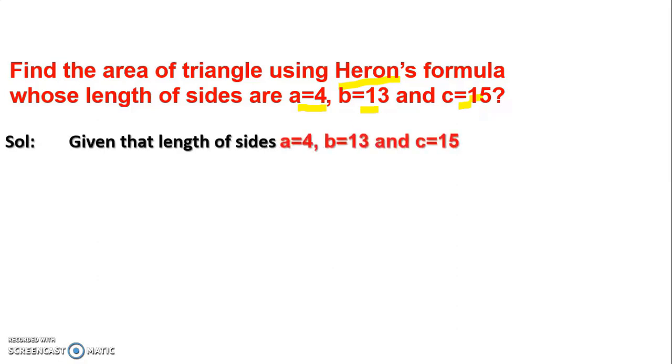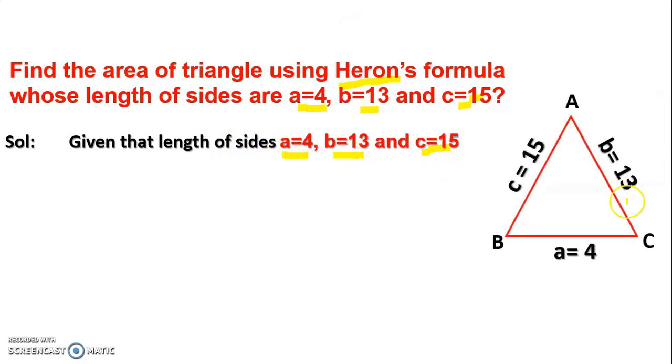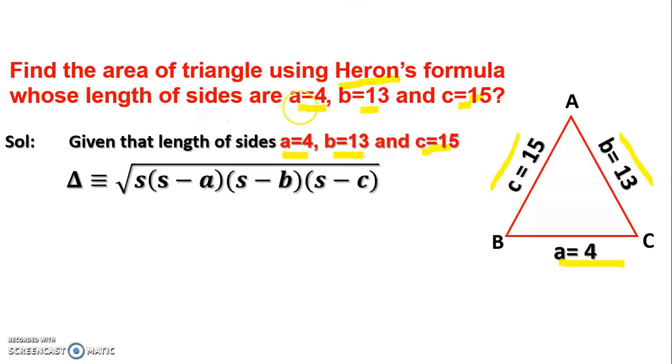Now the solution is, given that the lengths of sides are a equal to 4, b equal to 13 and c equal to 15. So a is the opposite side length, that is a equal to 4. B is the opposite side length of vertex B, 13. C equal to 15, the opposite side length. I am going to substitute the values in the formula.